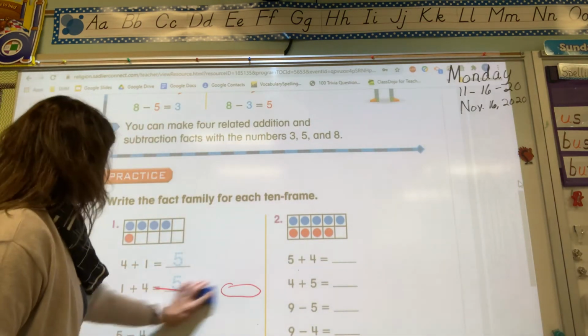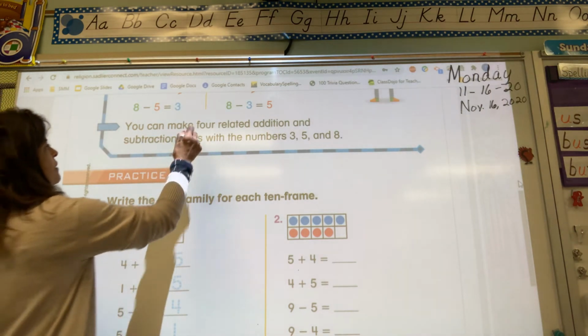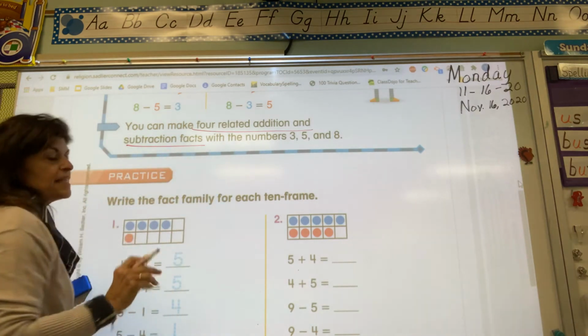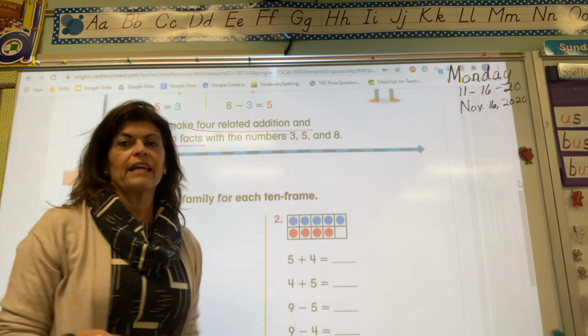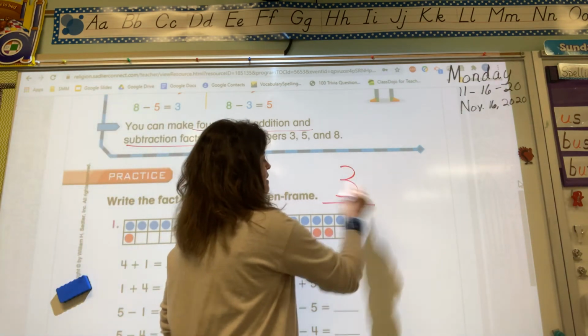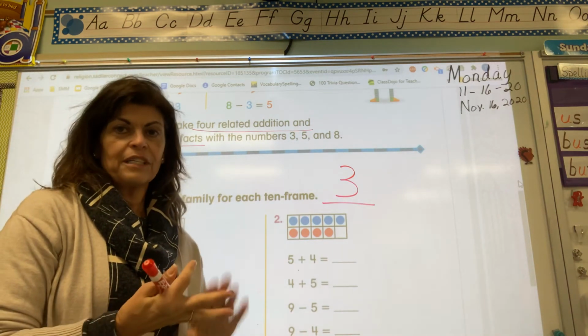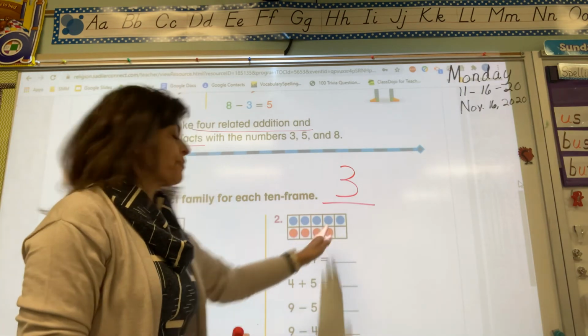Always can make 4, right up here, 4 addition and subtraction facts with the same numbers. And we just use the numbers 3, 5, and 8. So you always have the 3 same numbers: 2 addition sentences, 2 addition equations, and 2 subtraction equations using the same 3 numbers.